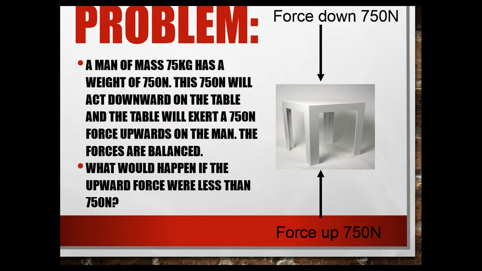Okay, here's a problem for you in the same kind of format, but as a word problem. A man with a mass of 75 kilograms has a weight of 750 newtons. This 750 newtons will act downward on the table. So we have a force downward of 750 newtons. The table will exert a 750 newton force upwards on the man. The forces are balanced. What would happen if the upward force were less than 750 newtons?